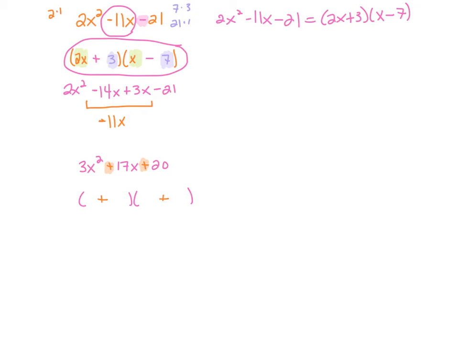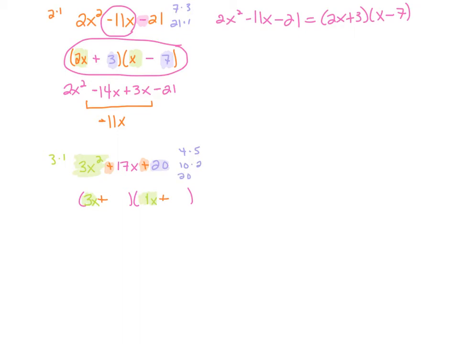Now, my front terms, what goes in the front of each of these, has to come from this 3x squared. Well, that just leaves me with 3 and 1. So we'll put 3 up front here and 1 in my first one, and then we need our x's with those as well. But now in the back, I have a few extra options. Two things that multiply to give us 20. Well, that means we have 4 times 5 as an option. We have 10 times 2 as an option.